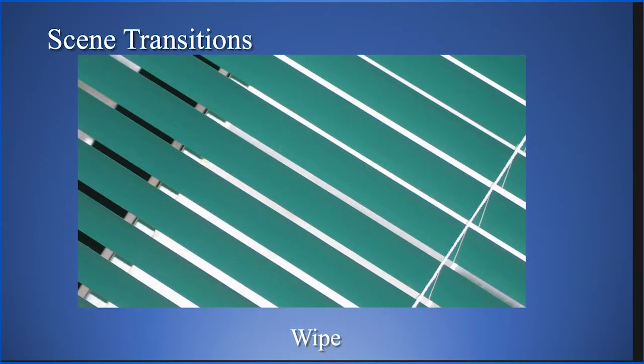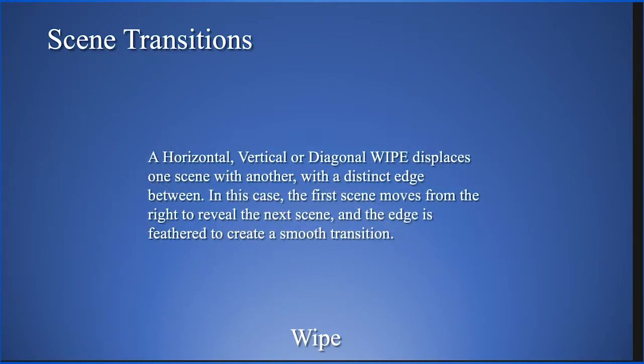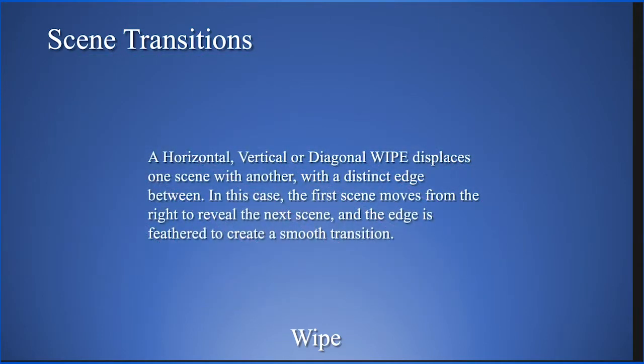And then a straight wipe, this is a diagonal wipe that displaces one scene with another with a distinct edge between. Unfortunately, in PowerPoint, you can't choose how distinct your edge is, so there's a lot of fuzziness along the edge there because it's got a lot of feathering. But in this case, the first scene moves from the right to reveal the next scene, and the edge is feathered to create a smooth transition, so you can see what that looks like.